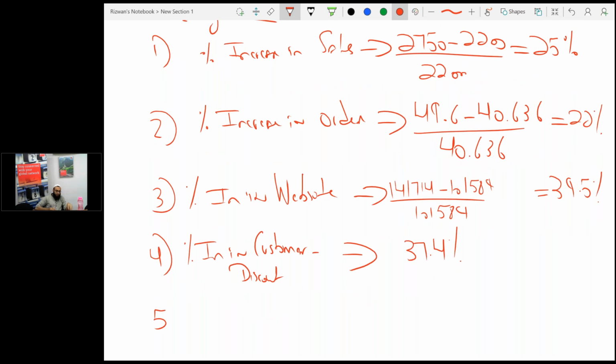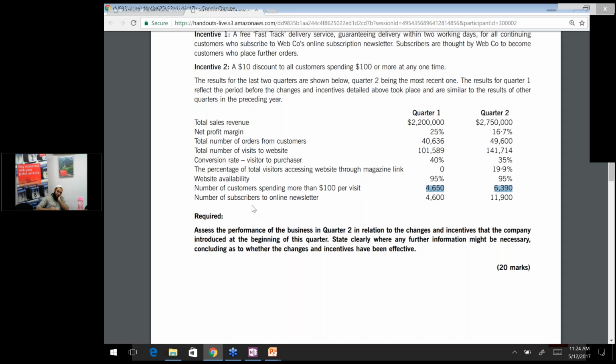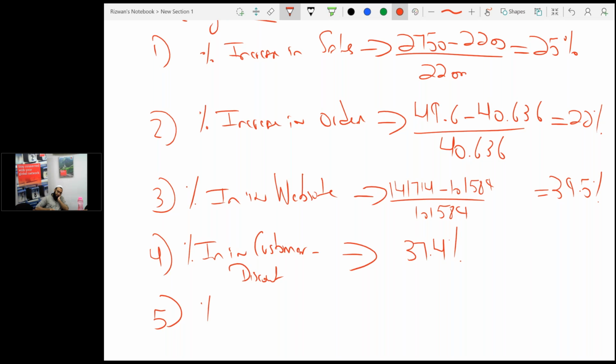Okay. The last thing we can do is work out percentage increase in online newsletters. So the answer of that will be 159%. One thing that you saw here was that for most things I worked out the percentage of change. Percentage increase in this, percentage increase in that. This is the most common thing that you have to work out. Did you get it, everyone?